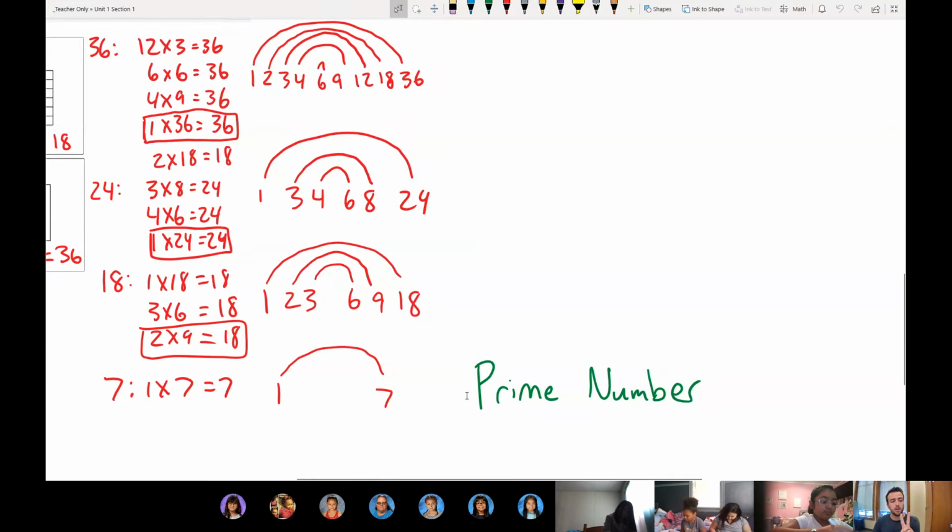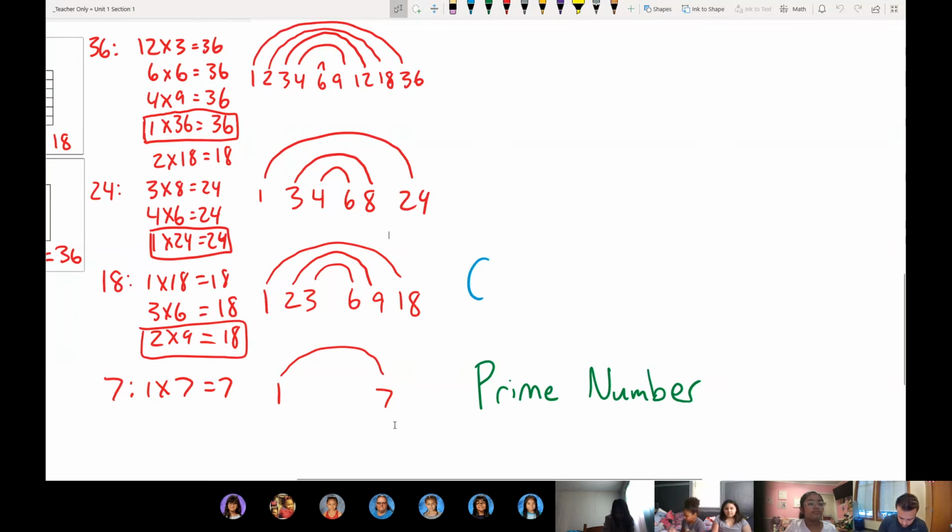There's only 2 numbers that can be multiplied together to give us 7. It's the only factor pair. It's 1 and itself. You see on this factor rainbow, there's only one band connecting the 2 numbers, whereas for the other numbers, there's multiple bands connecting the numbers. Let me use a different color here. Let's use blue. So we have prime number for 7.